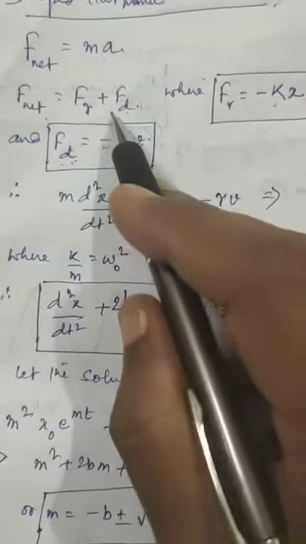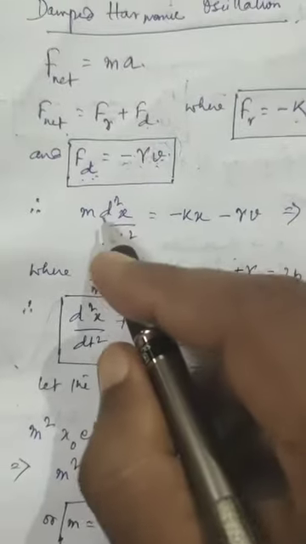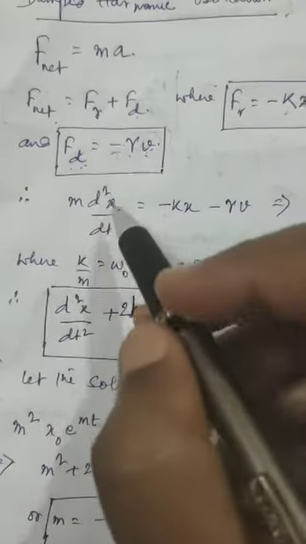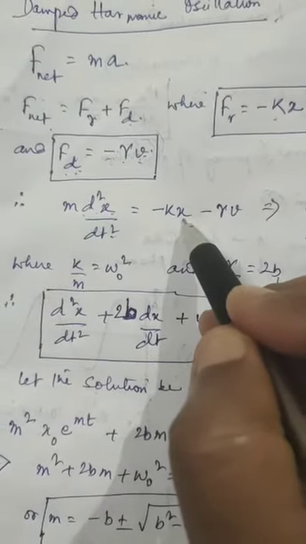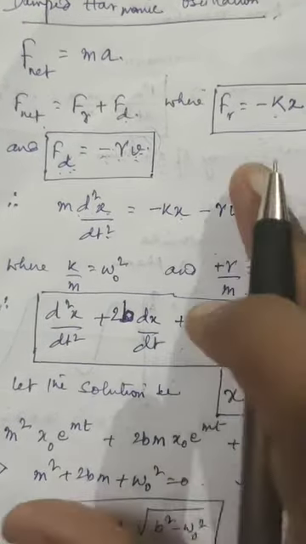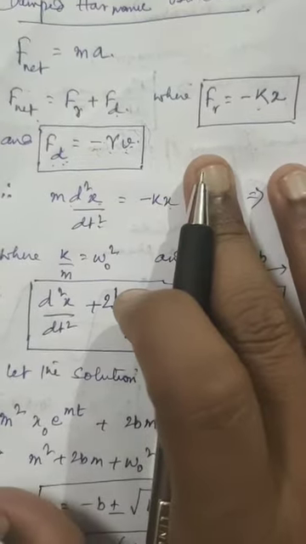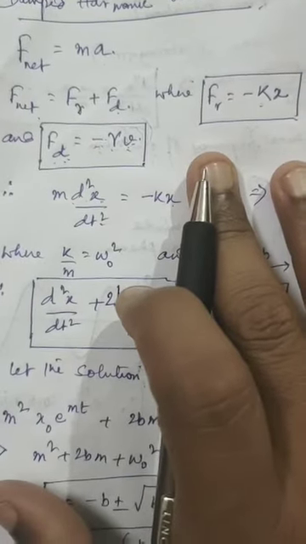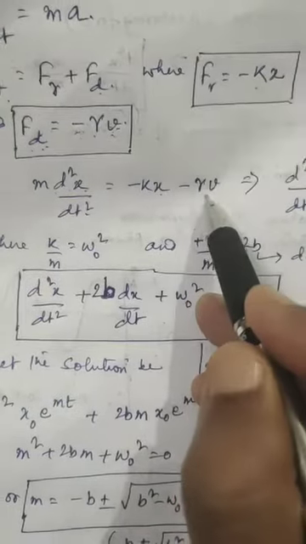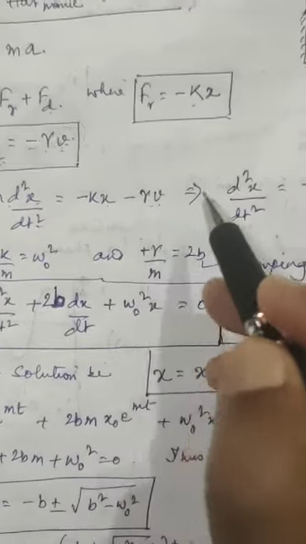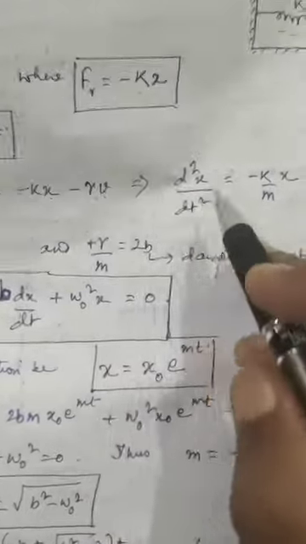So what is the net force? The net force is Fr plus Fd. So mass into acceleration can be written as m d square x by dt square, as before. Previously in free oscillation it was only minus kx, if you remember, only the restoring force was there. Now you have the damping force as well, that is minus gamma of v. Now v can be written as dx by dt. So I have written it.